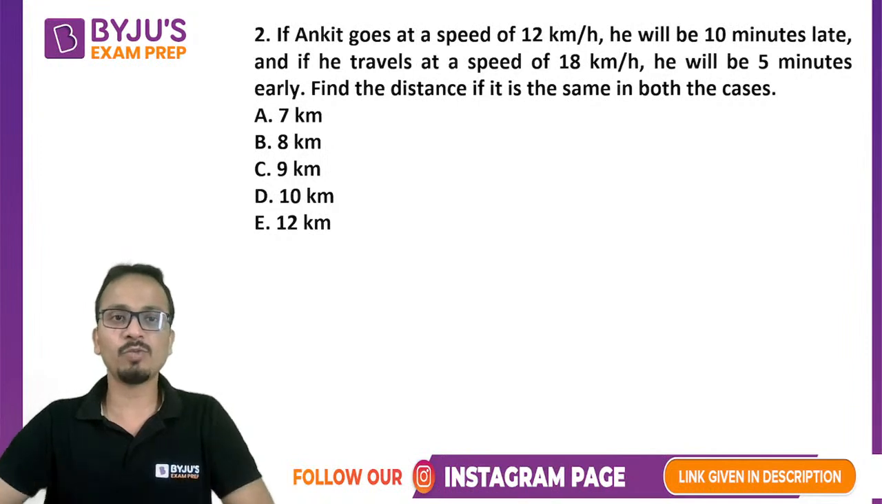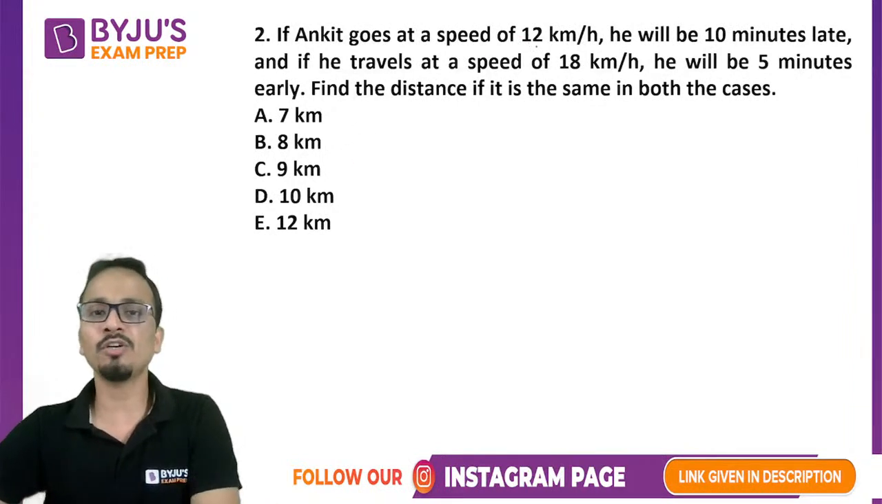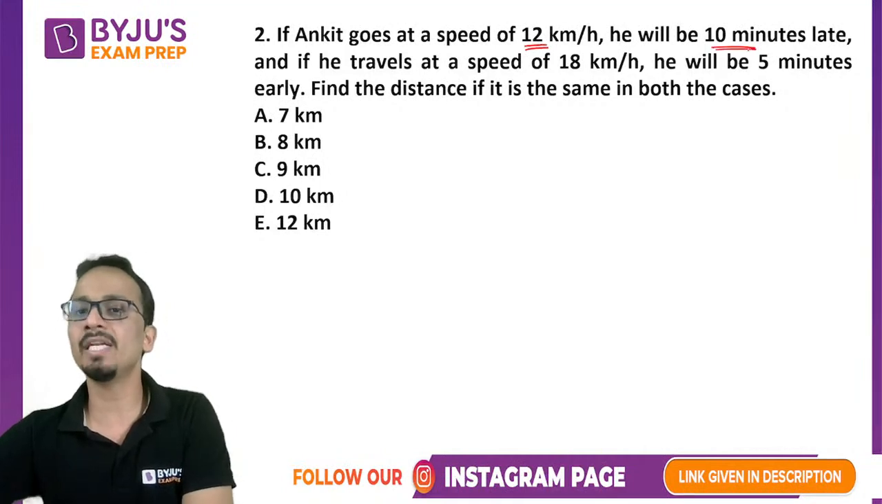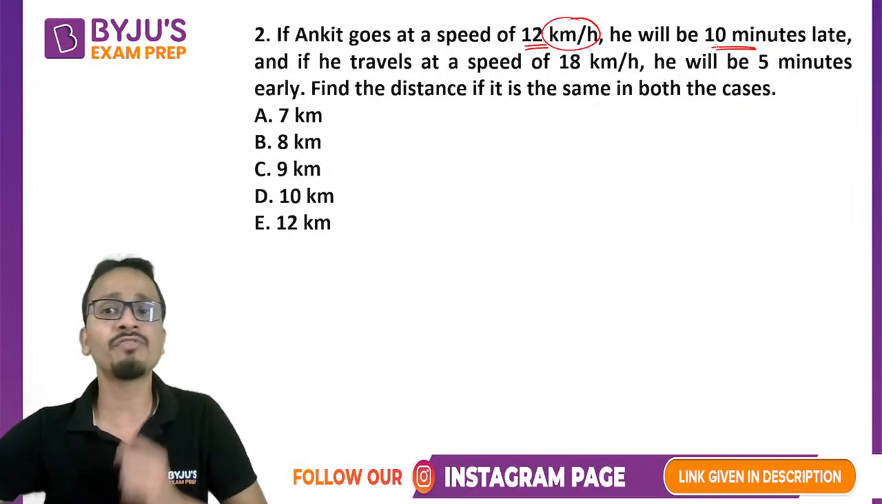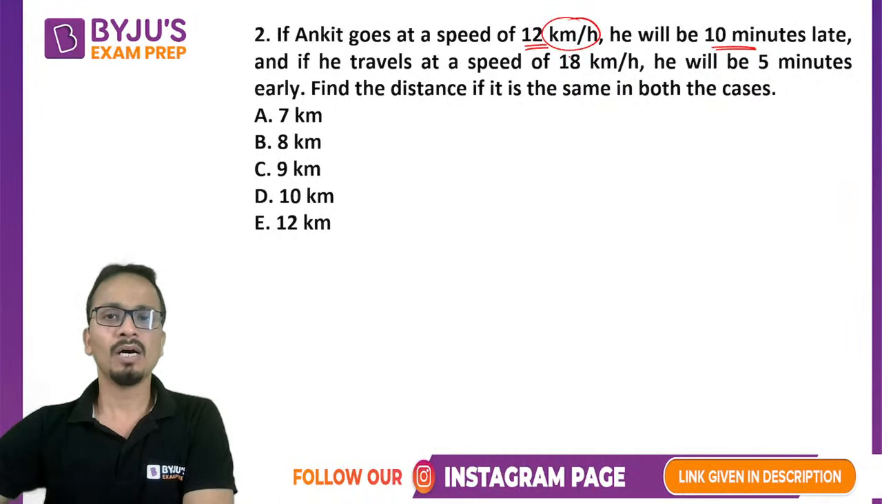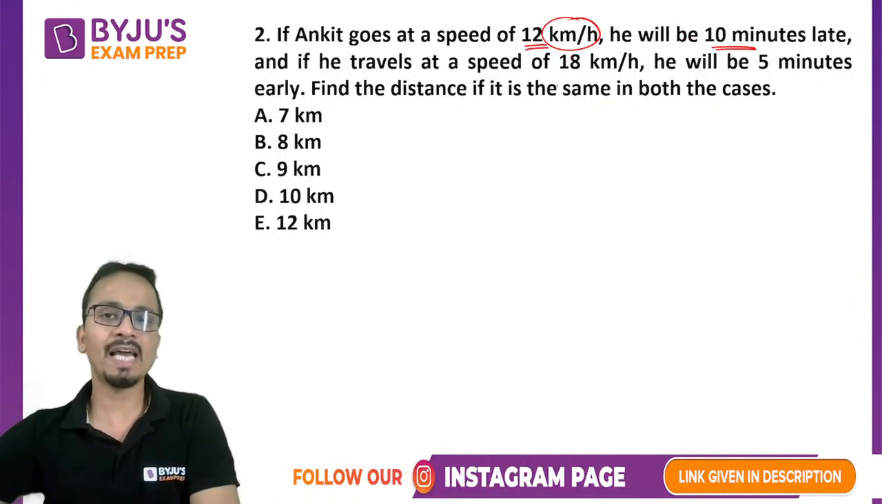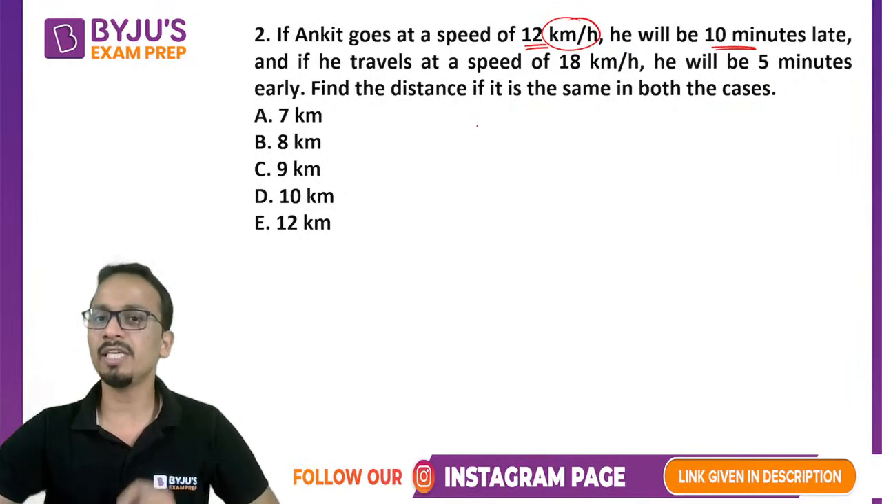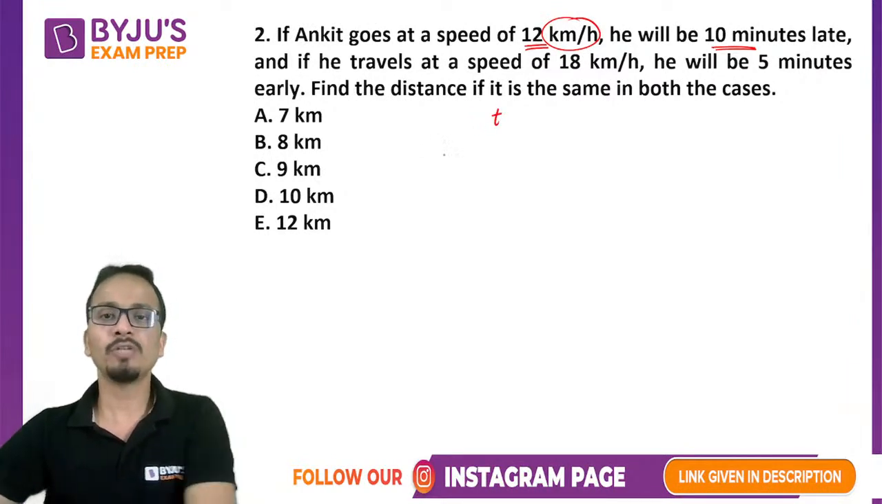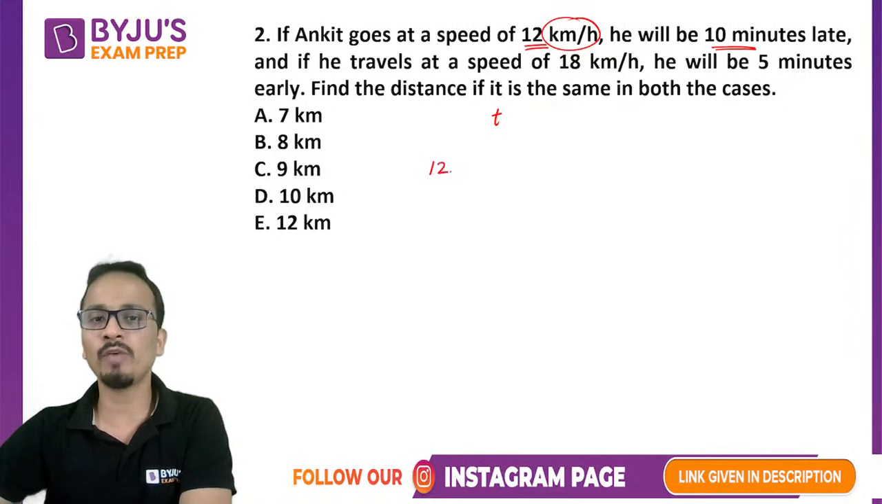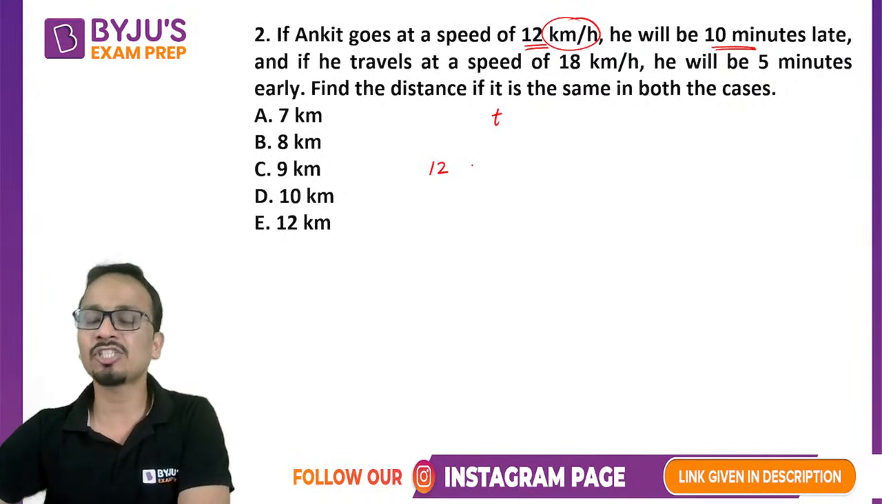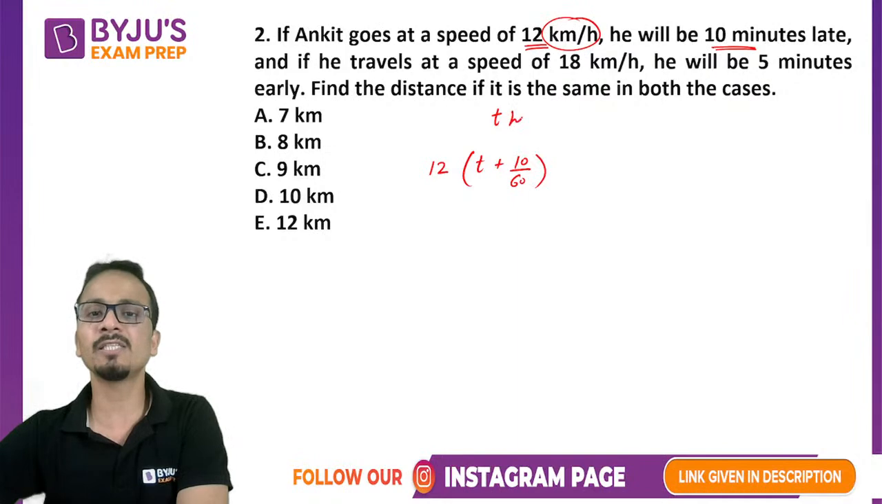All right, so let's start with this one. The question says that if Ankit goes at a speed of 12 kilometer per hour, he will be 10 minutes late. Since the speed is in kilometer per hour, I'll be converting the time in terms of hours only. Let's say the normal time that this person takes to reach the office is T. Today he's going at 12 kilometers per hour. This is the speed. The time taken by him is 10 minutes extra as compared to the original time. So I'll write it as T plus 10 divided by 60, assuming that T is in terms of hours.